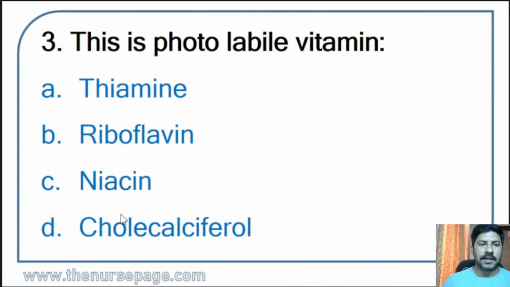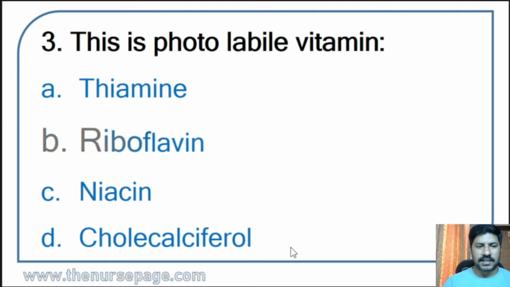Third question, which one of the following vitamins is a photolabile vitamin? Which of the vitamins is an example of a photolabile vitamin? Thiamine, riboflavin, niacin, cholecalciferol. Photolabile means in the presence of light, it will get destroyed.